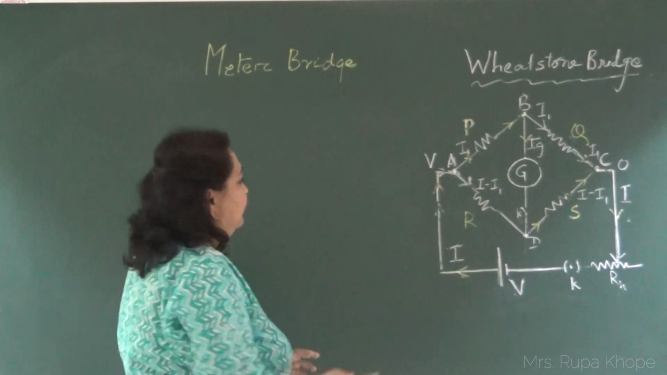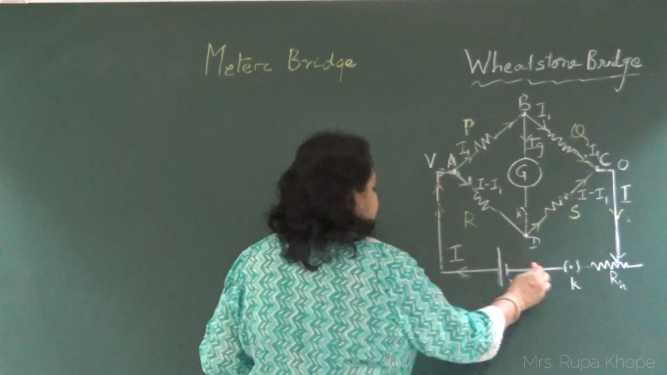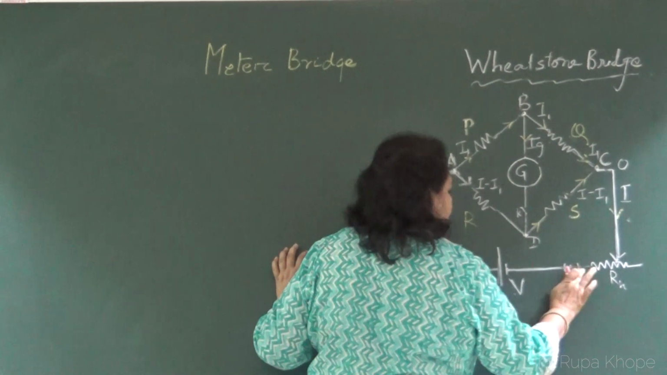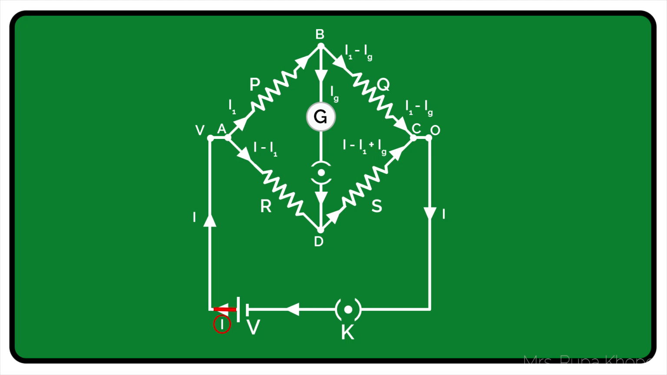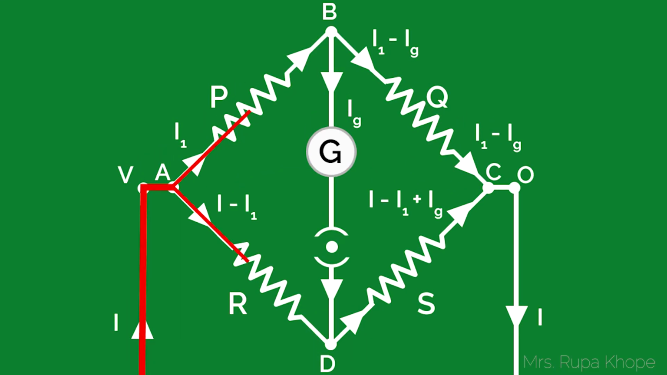To start with, remember one thing, we need to put on this key first. When we put on the key, current I starts flowing from here. It comes through this and comes near a junction. So directly the whole current comes towards the junction. At this junction, it gets divided. Suppose I say I1 current flows in this branch, then I minus I1 will flow in this branch.